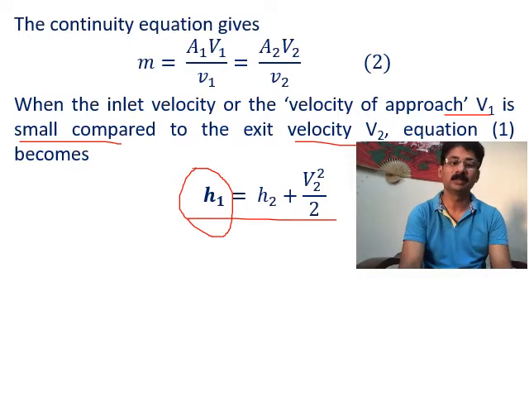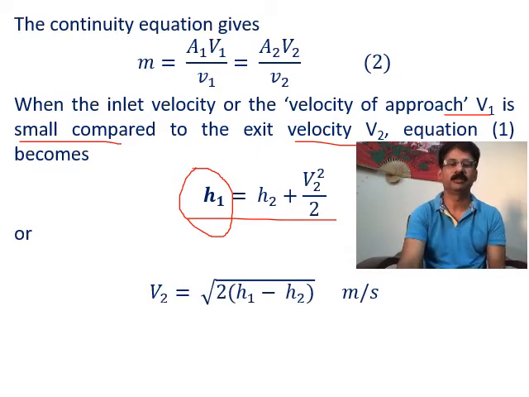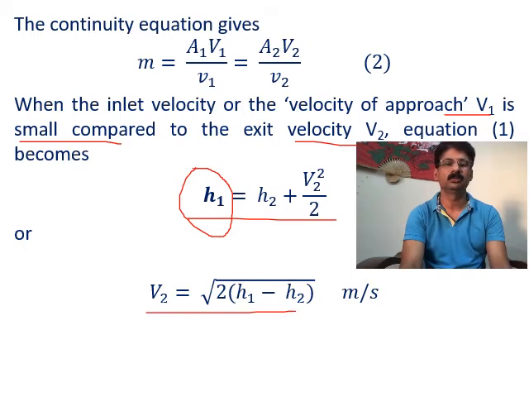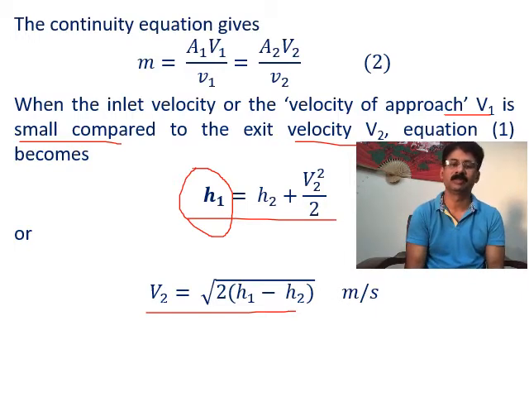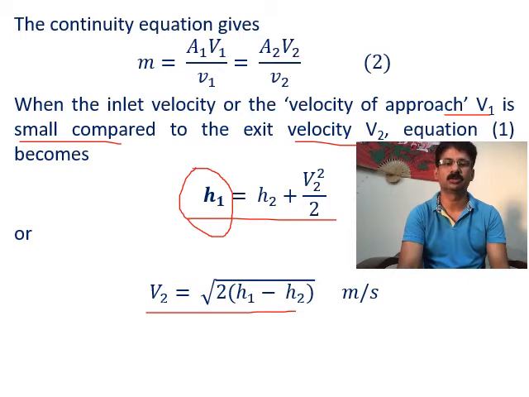So if it is not neglected, what you have to do? You would write V1 square by 2 here also, h1 plus V1 square by 2. Otherwise you can remove that term, and if you simplify you will get V2 is equal to square root of 2 into (h1 minus h2) meter per second. Now this is a very important expression to find out the exit velocity of the nozzle, provided the velocity of approach or the inlet velocity V1 is neglected. If it is not neglected, then you have to use the previous equation, that is h1 plus V1 square by 2 is equal to h2 plus V2 square by 2, and simplify that and you can find out what is V2.